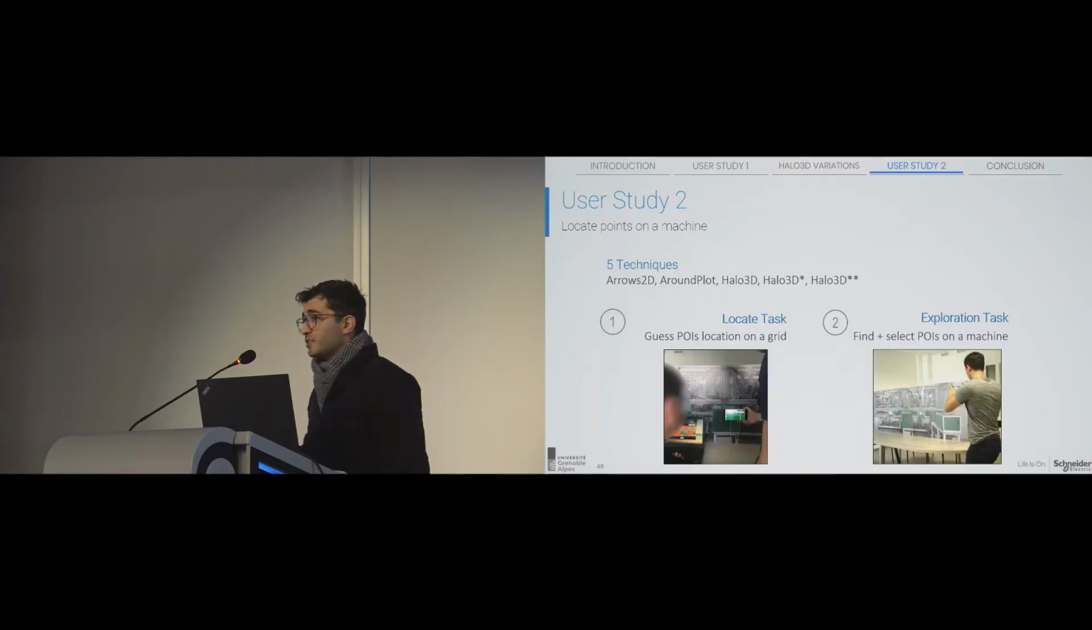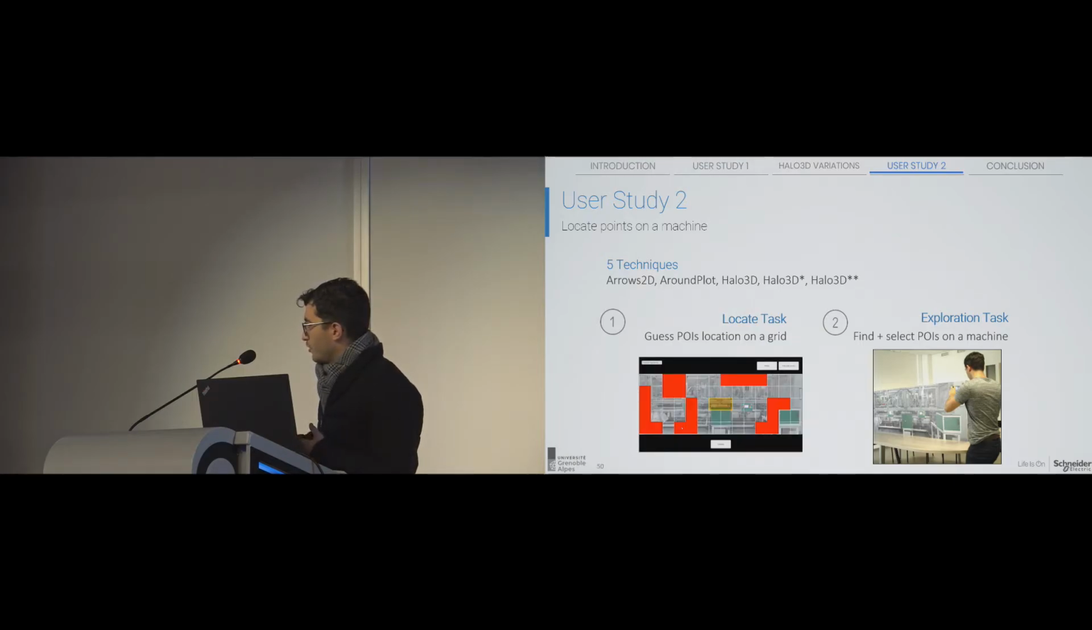The task was subdivided into 2 subtasks. The first one was a locate task. Here the objective for the user was to estimate and guess the location of the off-screen point of interest only by looking at the visualization on screen. So we presented on the computer a grid, and we asked users to click on the cells in which they thought one or more points of interest were located, here in red.